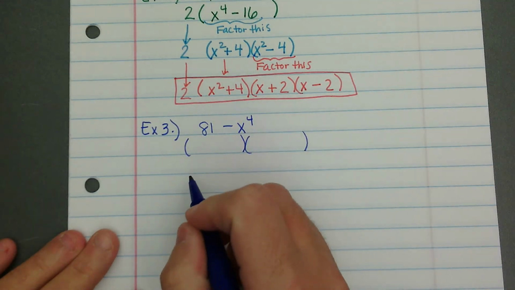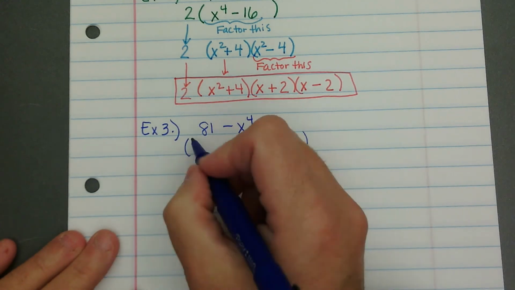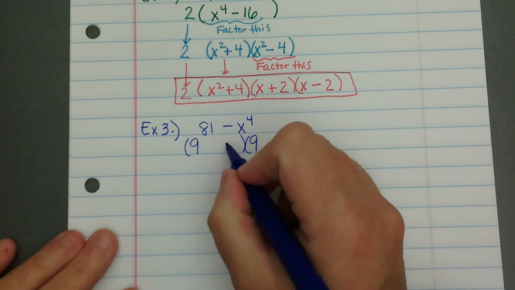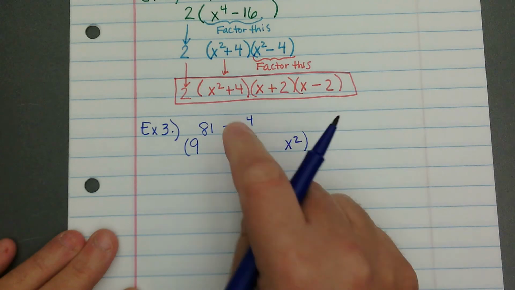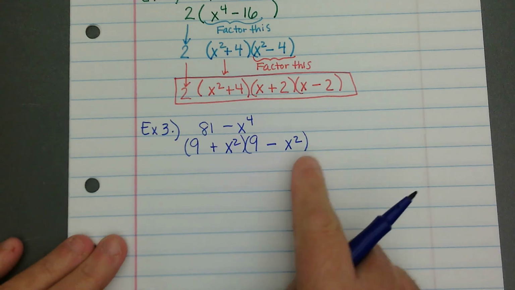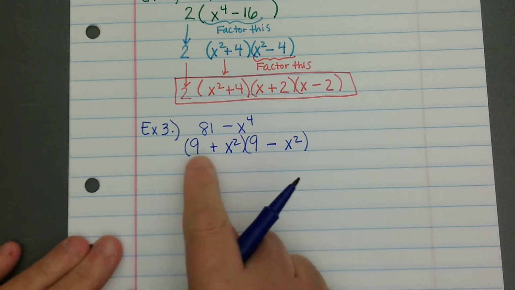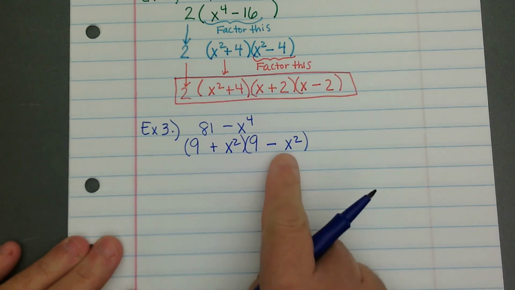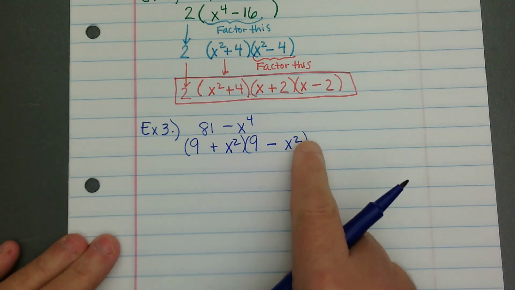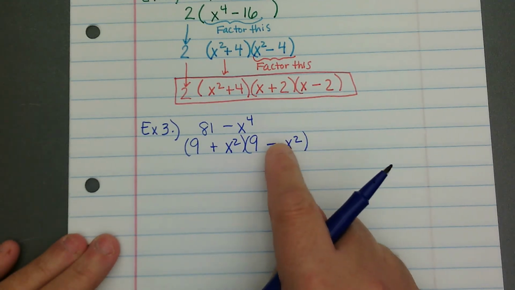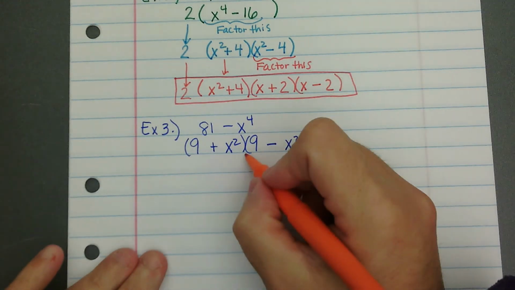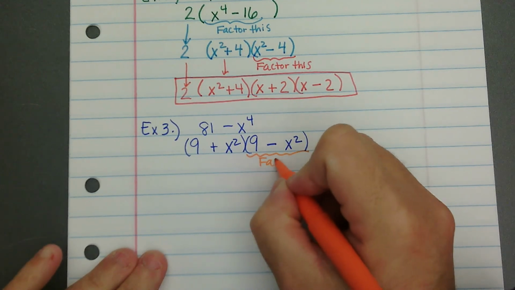The square root of 81 is 9. Now notice, 81 is first, so 9 has to go first. X to the fourth breaks up into x squared and x squared. And this minus sign becomes a plus and a minus. Now we scan. This plus is done. You cannot factor a sum. See the one with the minus? Can I take the square root of 9? Yes, I can. Is my exponent even? Yes, it is. And do I have a minus sign? Yes, I do. So that means that this one, I can factor this part again.